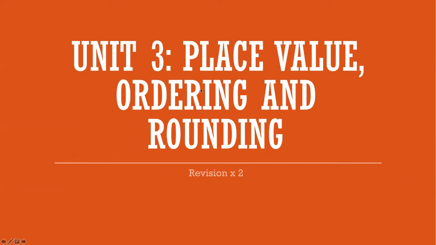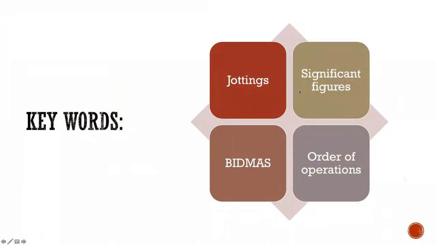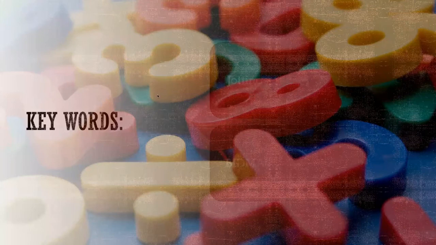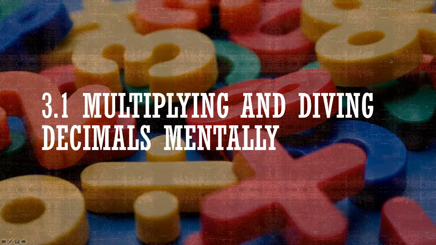Now, Unit 3, place value, ordering, and rounding. There are some keywords that you need to remember in this part: rounding, significant figures, BIDMAS. And we will go through them while we review that section. Now, 3.1, multiplying and dividing decimals mentally.